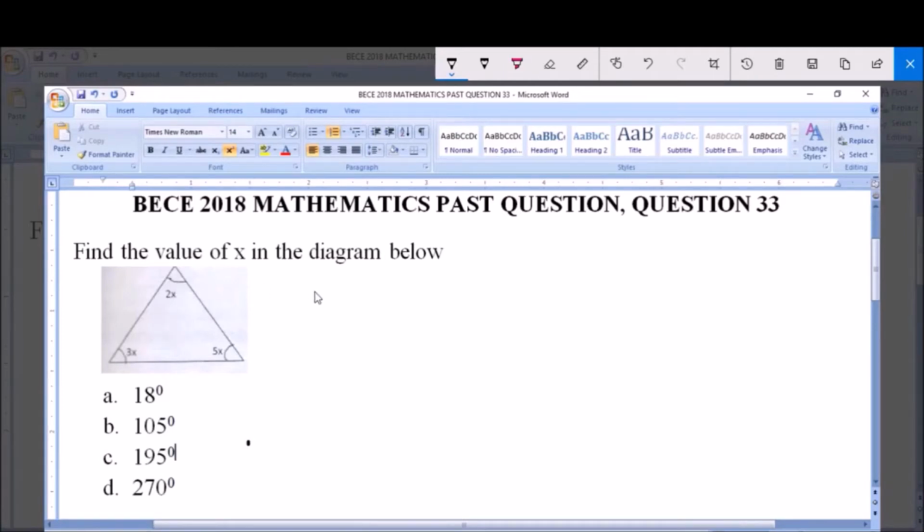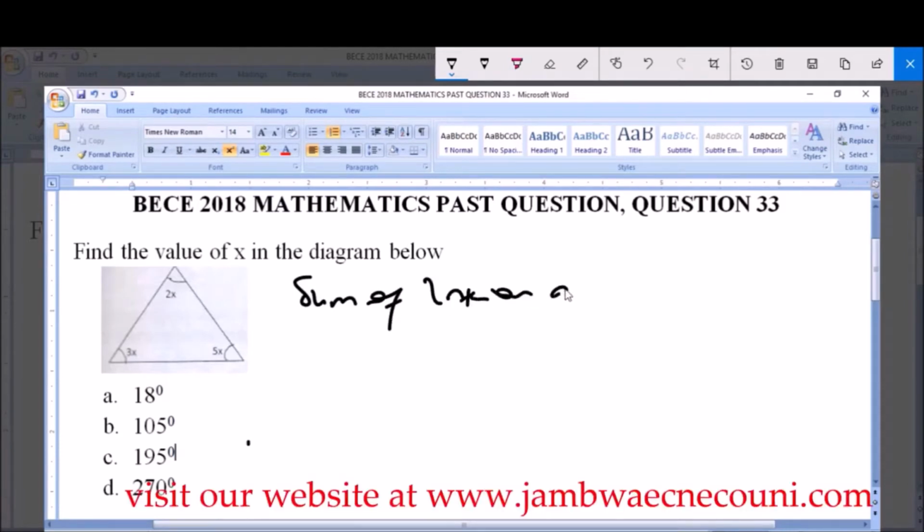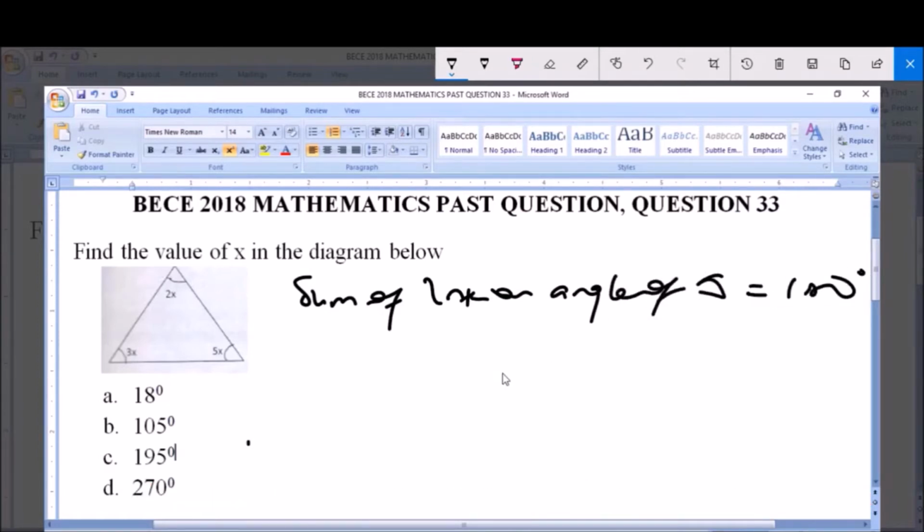And like we know, the sum of interior angles of a triangle is equal to 180 degrees. Now we're given what? We have three angles here, and these angles are given in respect to x. So when you sum up all these angles, it will give you what? 180 degrees.